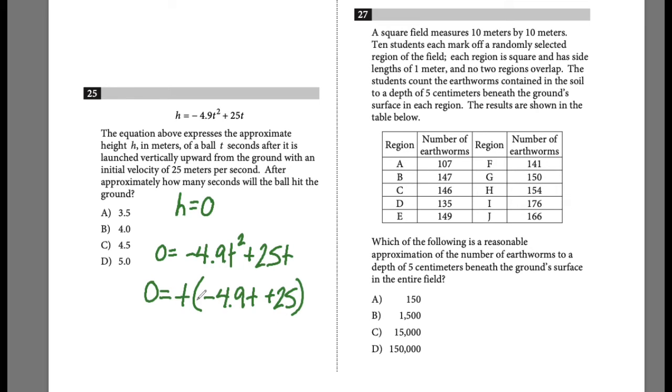We need to set each of these equal to 0. We get t equals 0, and we'll get negative 4.9 t plus 25 equals 0. If we subtract 25 on both sides and divide by negative 4.9, we'll get that t is approximately 5, which is answer choice D.